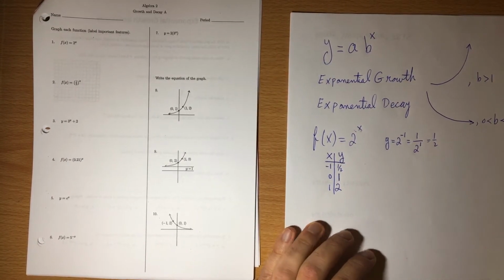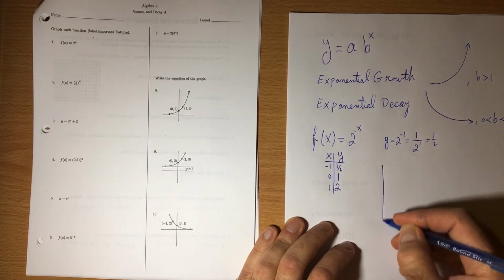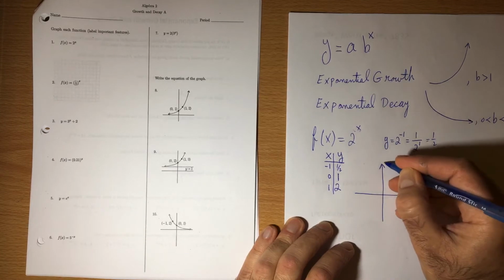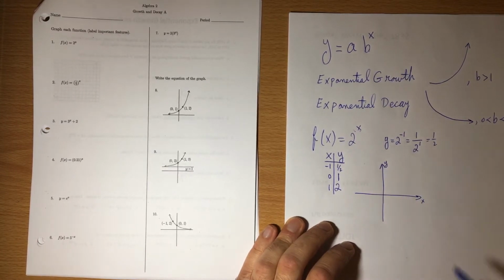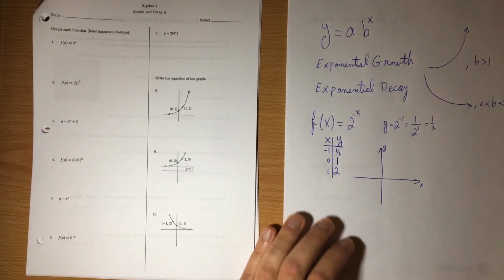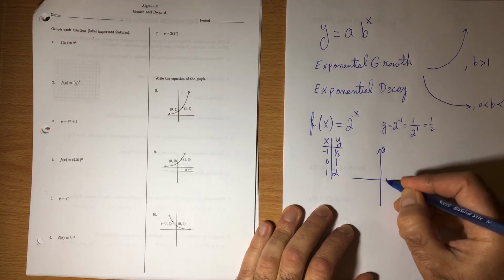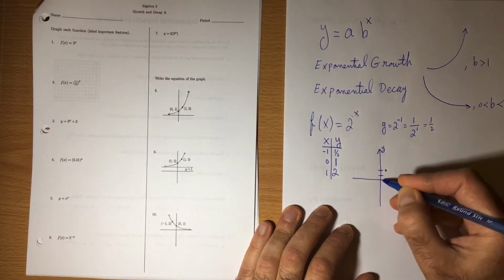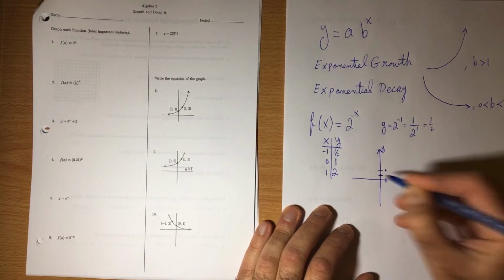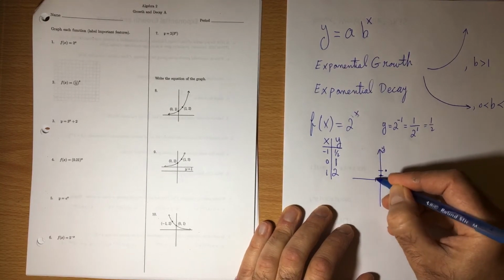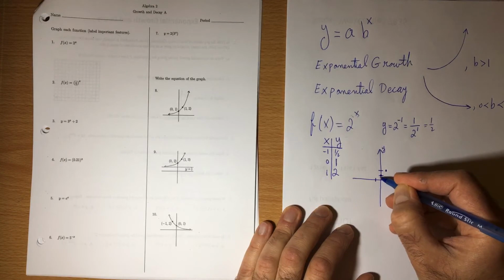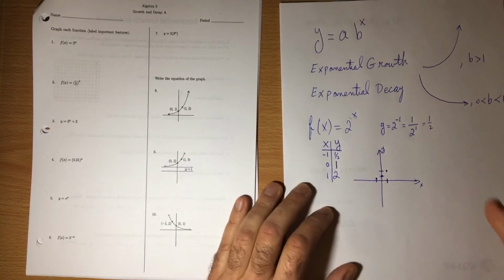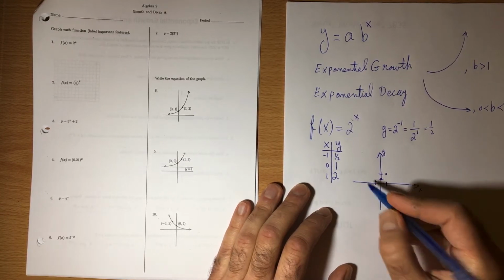Okay, so how do we graph this now? Very simply, you do this. This is your x-axis, this is your y-axis, horizontal and vertical axis. I hope everybody remembers these. So you go 1, and the y value is 2. You go 0 and 1, and you go -1 and 1/2. Now I'm estimating halfway between here. It's about there. Okay, and we know it's exponential growth.